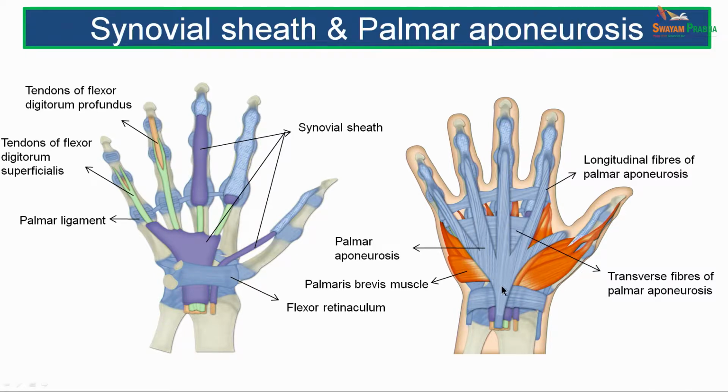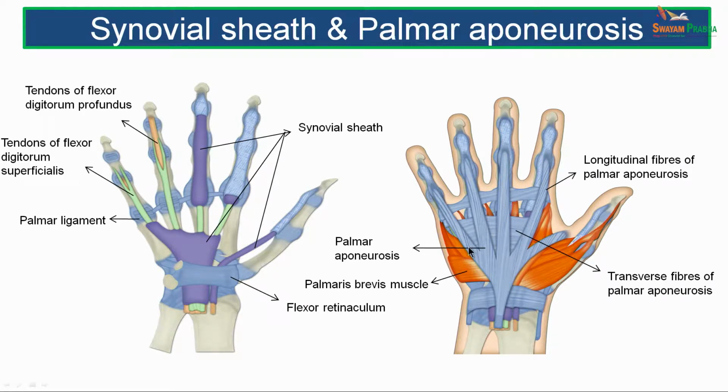In the central hollow of the palm, we see this triangular palmar aponeurosis which has an apex which is proximally related to the flexor retinaculum, and it has a base which is related to the heads of the metacarpal bones. What we also see here are the two types of fibers which the palmar aponeurosis shows. The longitudinally running fibers of the palmar aponeurosis and the transverse fibers of the palmar aponeurosis.